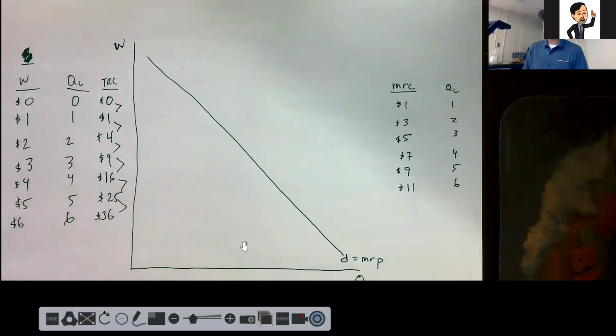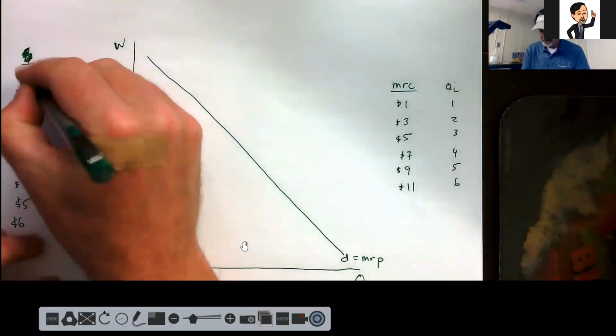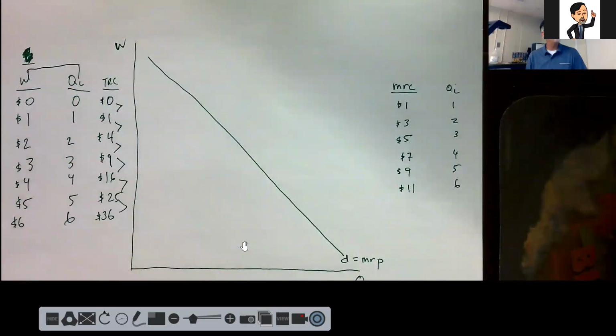What is a labor supply curve? How many people are willing and able to work at each individual wage rate? Draw that curve on the graph. It's an upsloping line with a slope of 1. Okay, don't let this be the hard part.